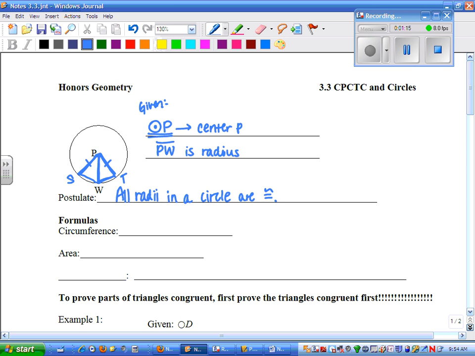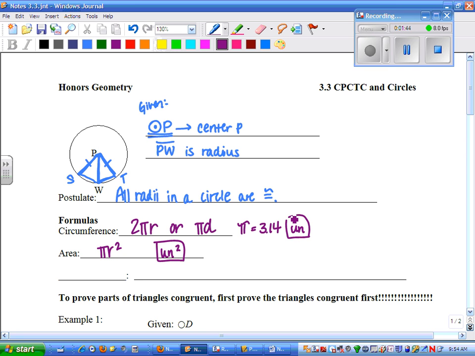A couple other things about circles. Circumference is 2 pi r, or you could also do pi times diameter. Pi is 3.14, but you can go ahead and use the pi button in your calculator. Area is pi r squared. For circumference, we're just going to use units, but for area, we're going to use units squared. So don't forget about that.